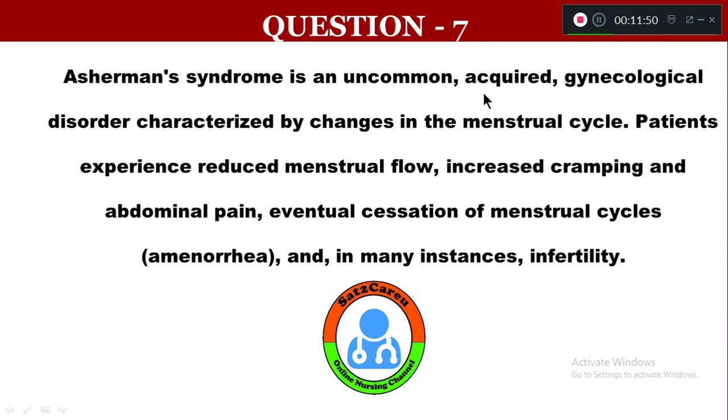Asherman syndrome is an uncommon acquired gynecological disorder characterized by changes in the menstrual cycle, with patients experiencing reduced menstrual flow, increased cramping and abdominal pain, and eventual cessation of menstrual cycles, known as amenorrhea. In many instances it leads to infertility. That is all about Asherman syndrome, which is the probable diagnosis for this multigravida mother.